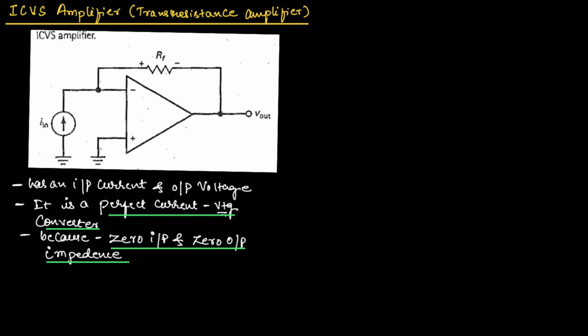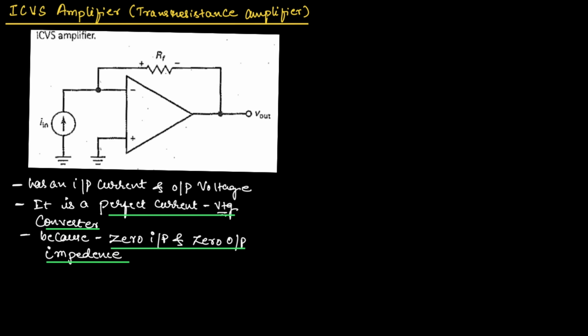impedance. As you can see from this figure, the ICVS amplifier consists of current as input and voltage as output. Hence we can say it is a perfect current voltage converter. So it will convert input current to an output voltage. So this ICVS amplifier consists of zero input impedance and zero output impedance.